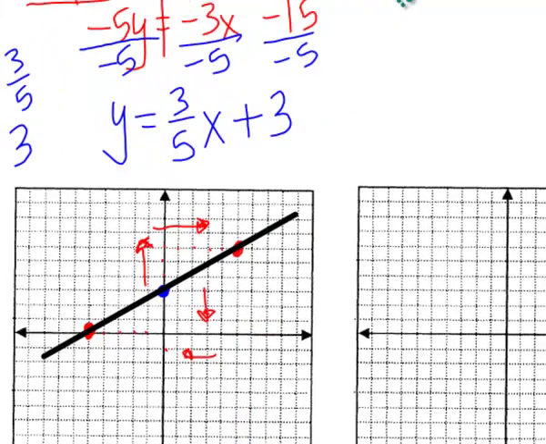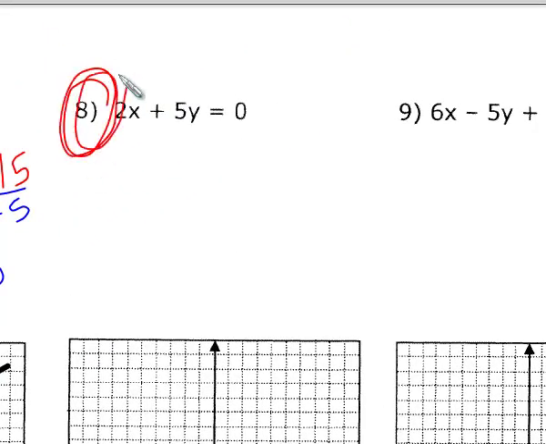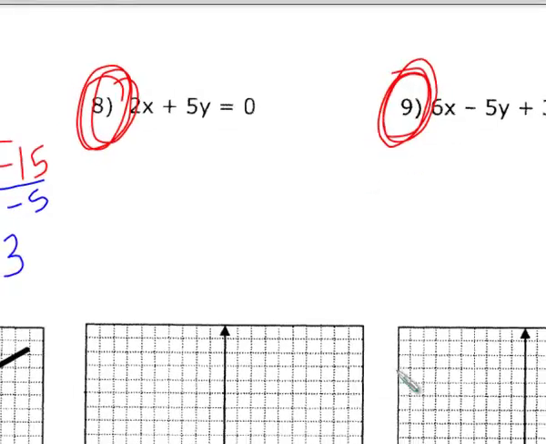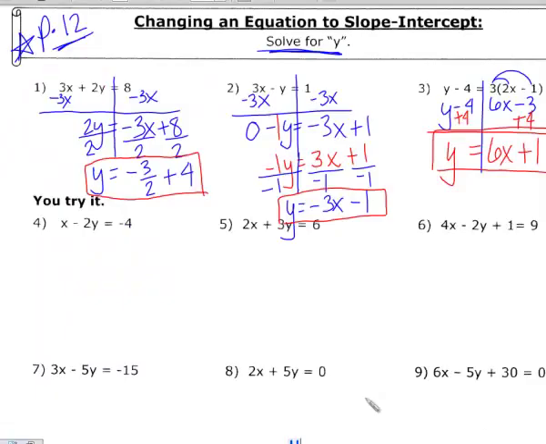Okay, you need to do number 8, number 9 on your own, along with number 4, 5, and 6.